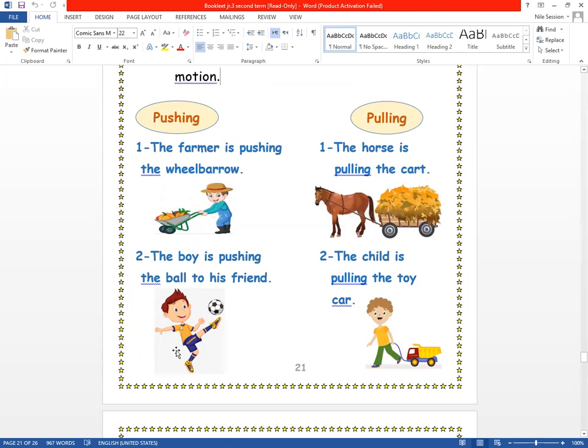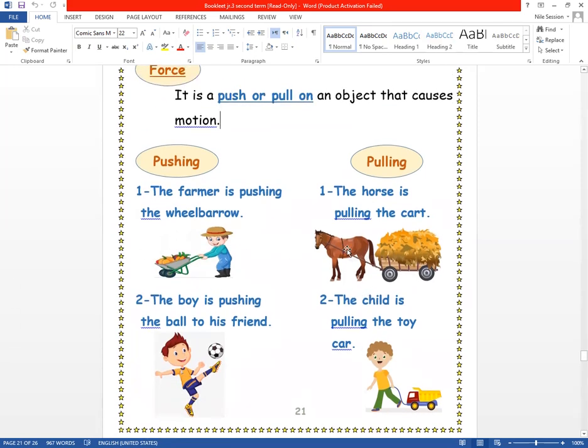You understand? Okay. This horse is doing what? He is pulling the car. He makes the car move towards the horse. Number 2, this child is pulling the toy car. He makes the toy car move towards him. So he is pulling the car. So Junior 3, can you tell the difference between push and pull? Yes, pushing is when the thing moves far away. Pulling is when the thing moves towards us.